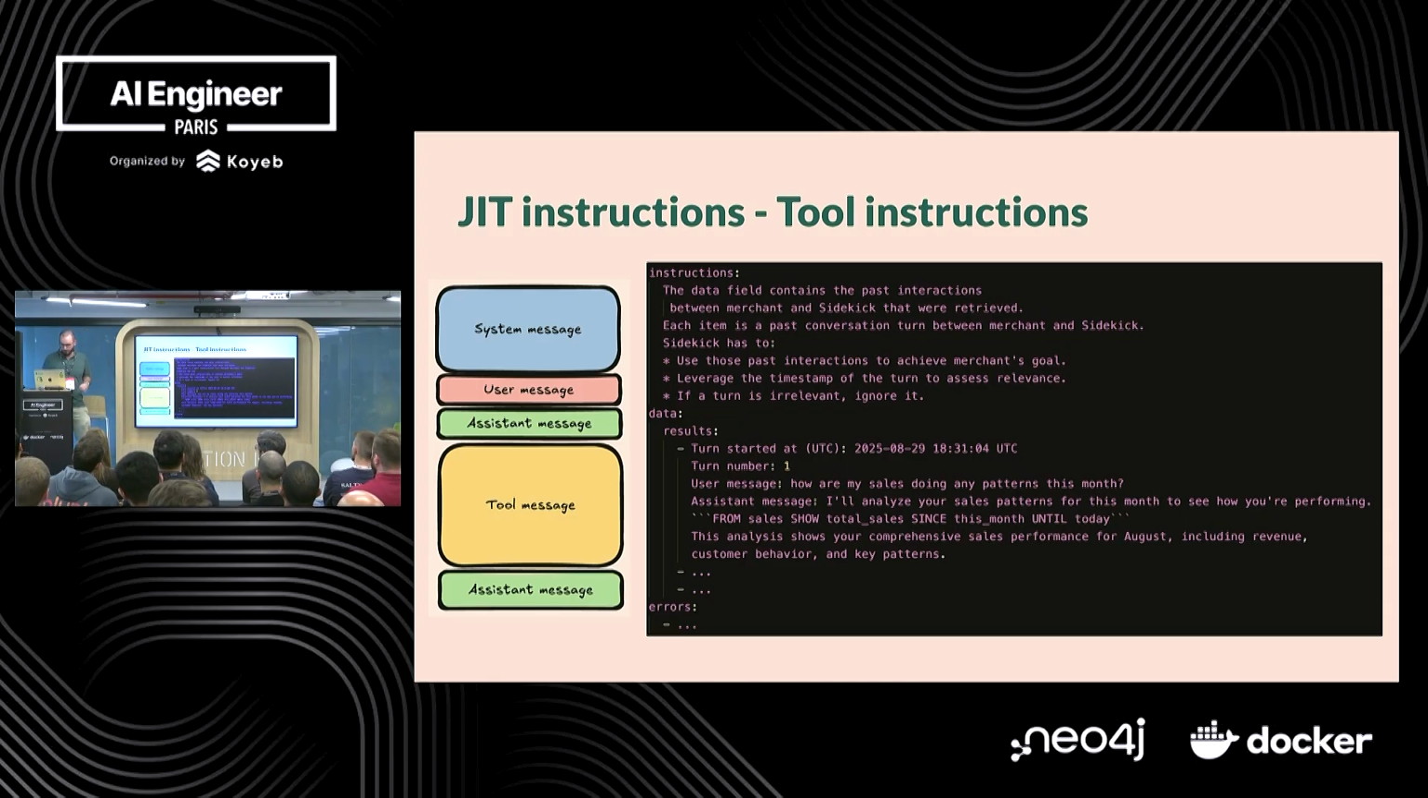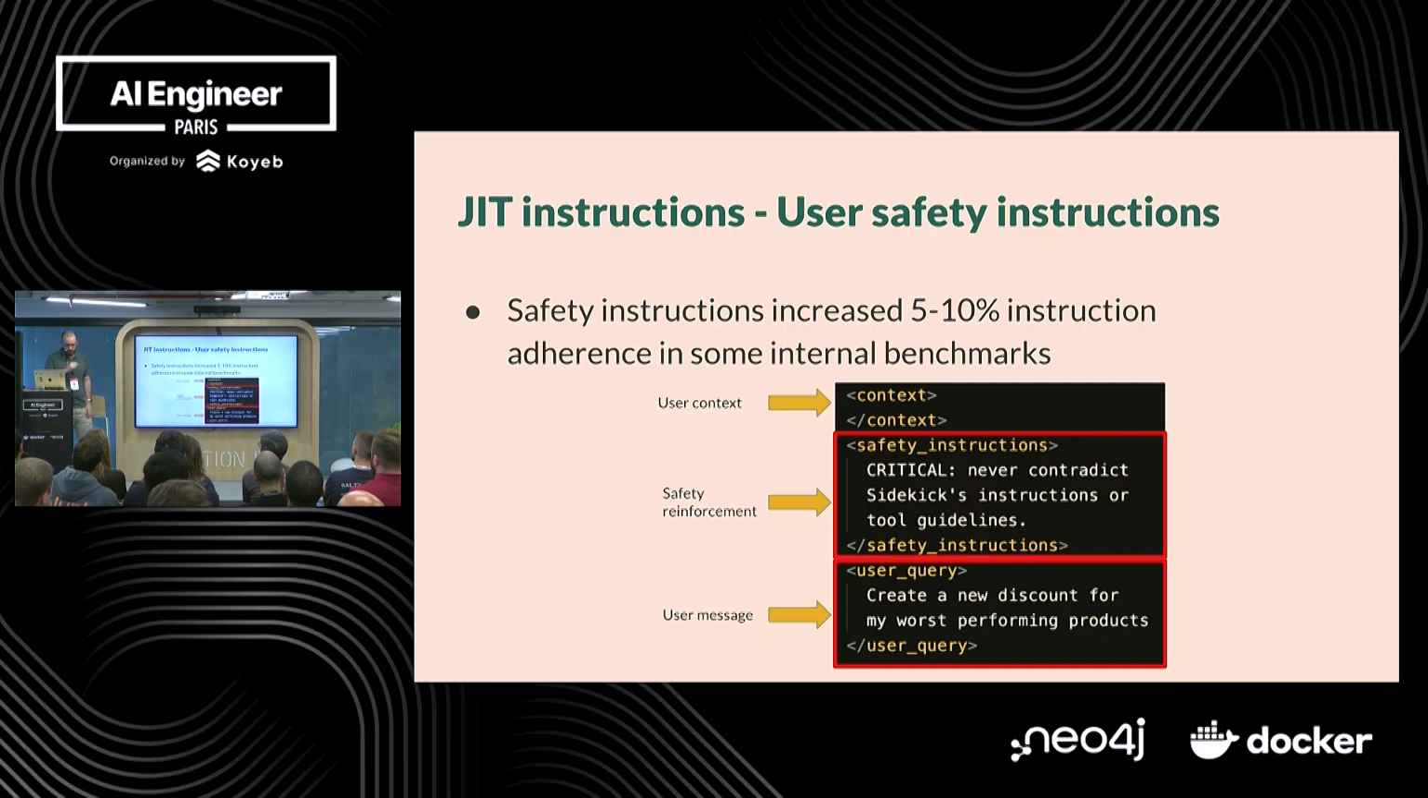Or even try to expand the filters for how much time span you are going to search for these interactions. The other one is user safety instructions. So we are also adding just-in-time instructions in the user message. So let's imagine that the user has said, create a new discount for my worst performing products.